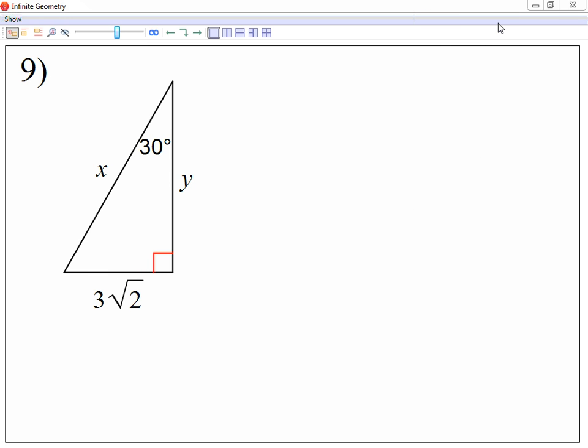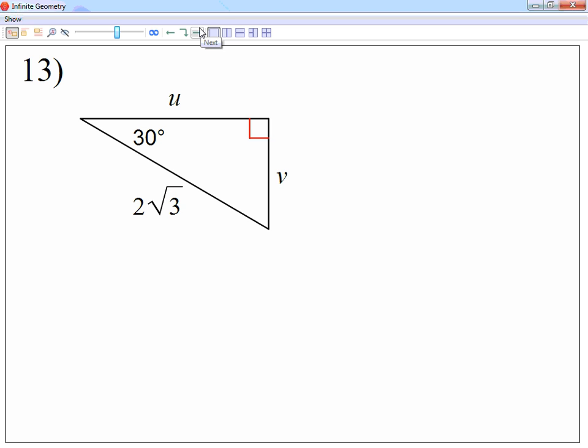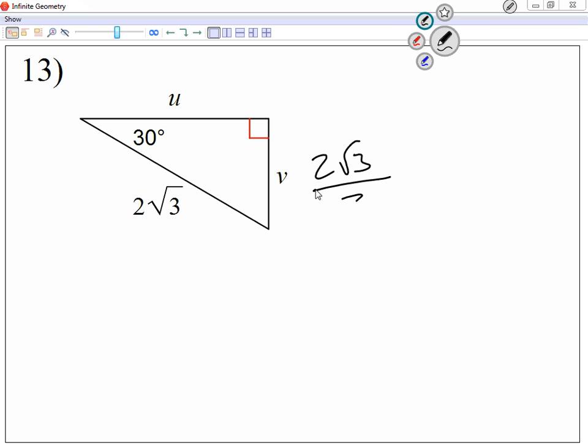All right. Any other questions? 13. All right, to get to V, we want to get the short side. To get to V, I'm going to have 2 radical 3, which is the hypotenuse, divided by 2. Right, if I'm given the hypotenuse, you divide it by 2 to get to V. The 2's cancel out, right? 2 divided by 2 is 1. So I get radical 3.